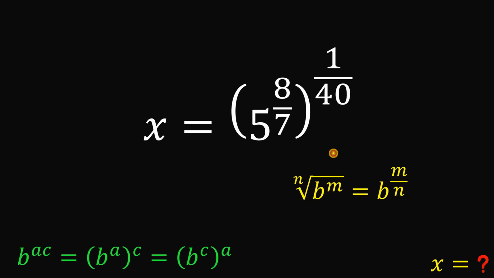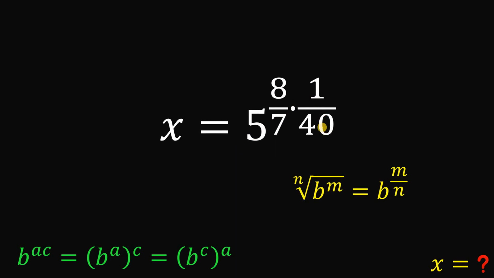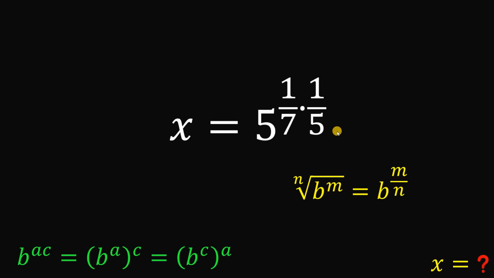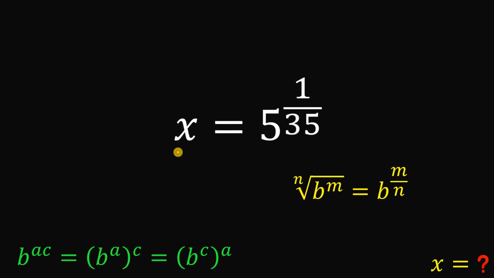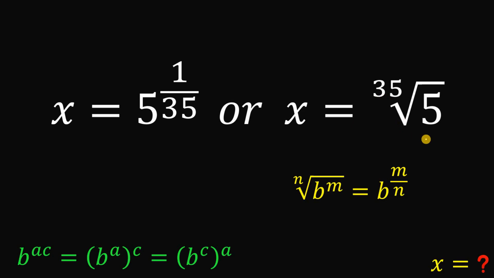Using some laws of exponents, we can simplify this as 5 raised to the power of 8 over 7 multiplied by 1 over 40. The 8 cancels out, and 40 is 8 times 5. So we have here 1 over 7 multiplied by 1 over 5, and 7 times 5 is just 35. We get that the value of x must be equal to 5 raised to the power of 1 over 35. Or we can rewrite this using a radical as the 35th root of 5. And that is our answer to this question.